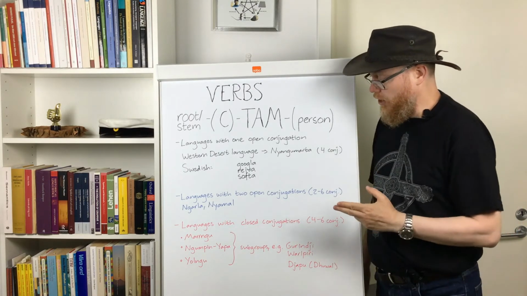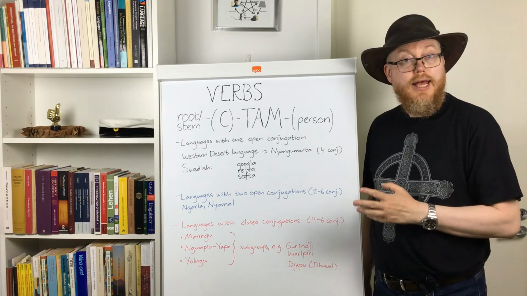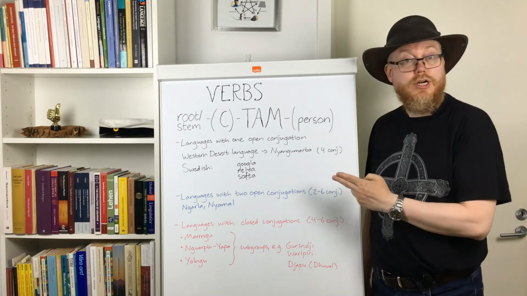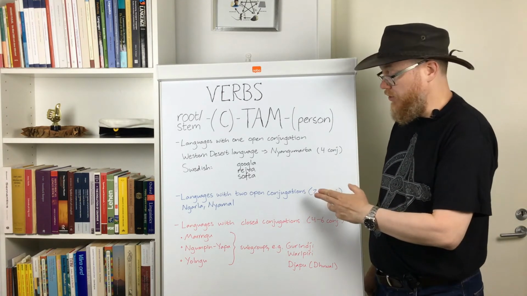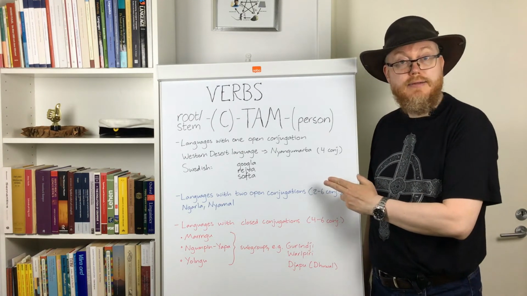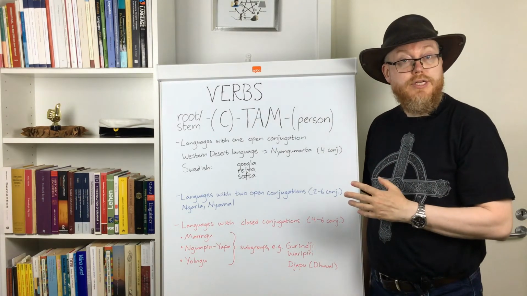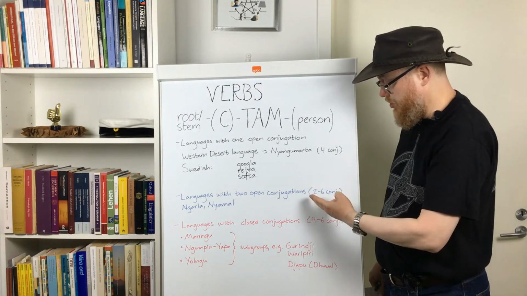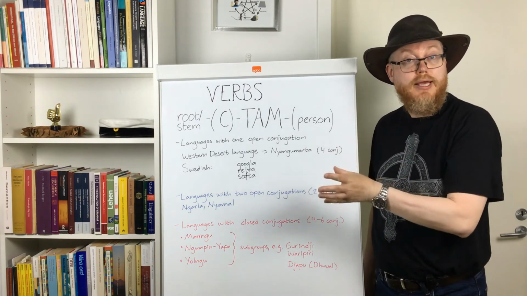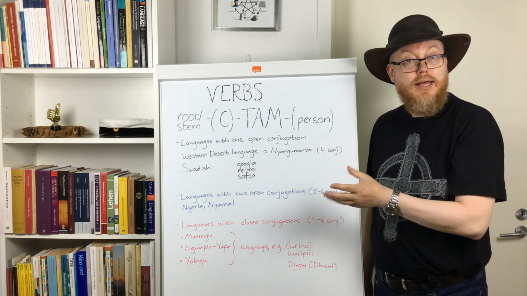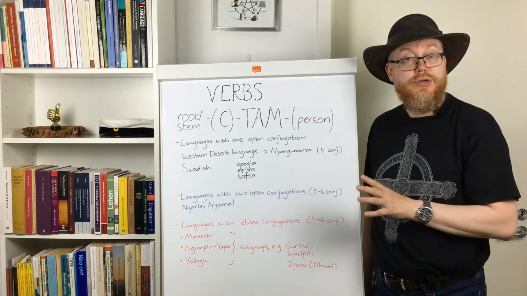Anyway, moving on to languages with 2 open conjugations. And these are in fact the big majority of Pama-Nyungan languages, and they are found west and east of this area. These languages have between 2 and 6 conjugations, and 2 of them are big and open, and the rest of them are small and closed conjugations.